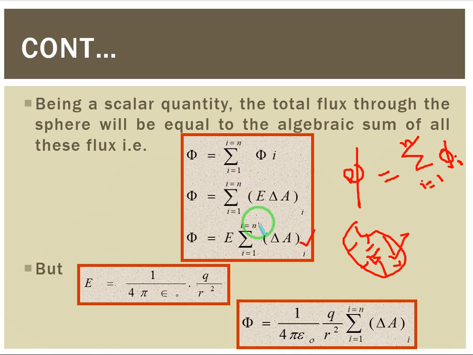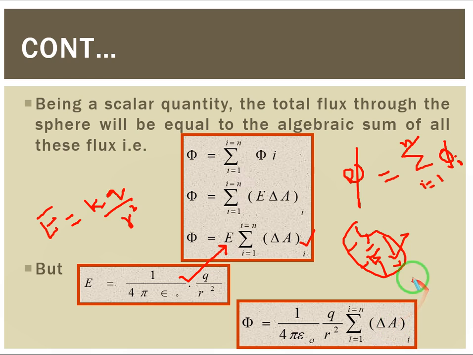According to the formula of electric field intensity, we can write it in this form, as you remember the formula. So we have the electric field, and the electric flux is equal to this. Put the electric field here: 1 divided by 4 pi epsilon naught, Q divided by R square. The summation will be the same, the area will be the same, because we have a sphere.